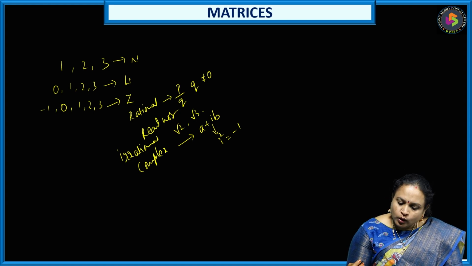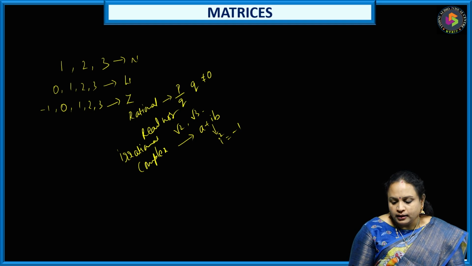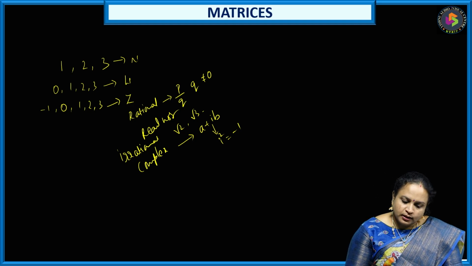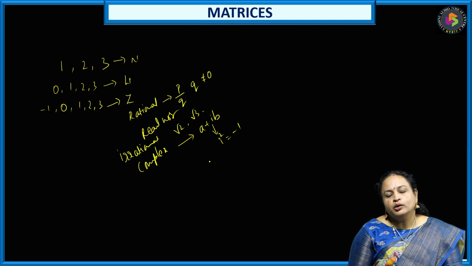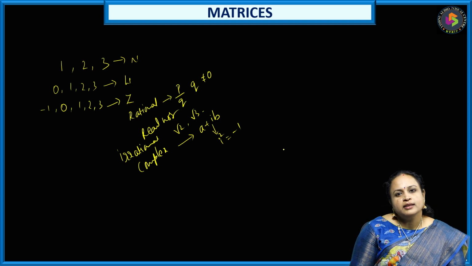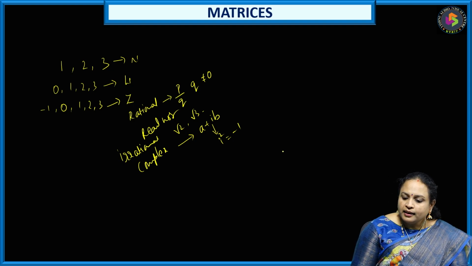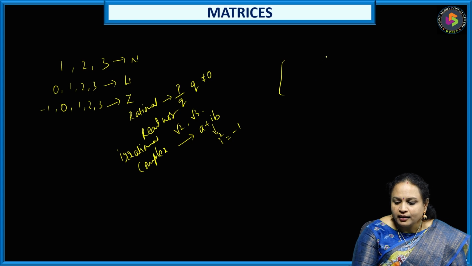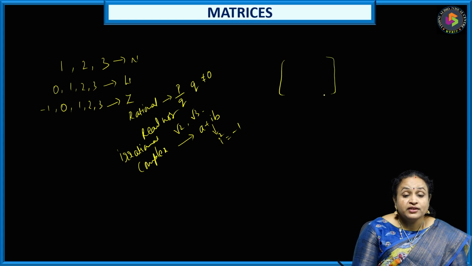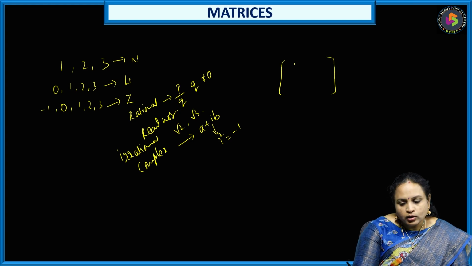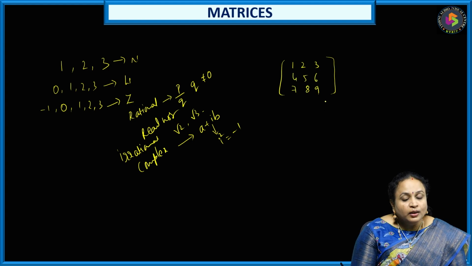As we went on learning about numbers, during childhood we were writing them in a single row or a single line. But suddenly, someday, my lecturer told me to write the numbers in a box. We started writing numbers not only in a straight line but in rows and columns, something like this. What is this? Yes, this is a matrix.